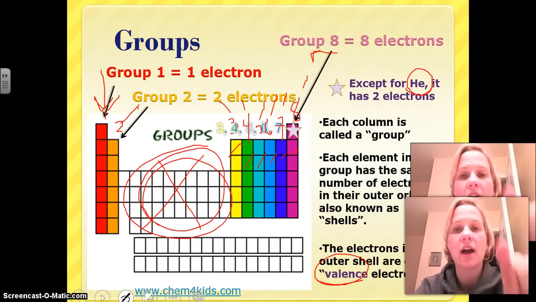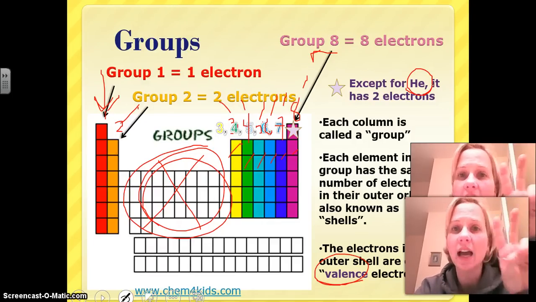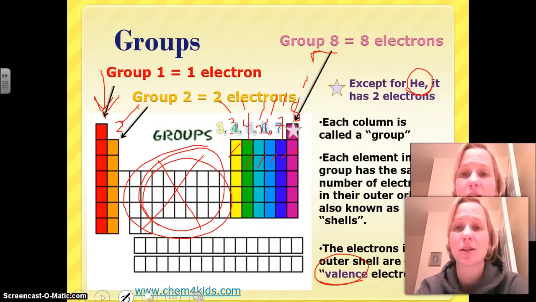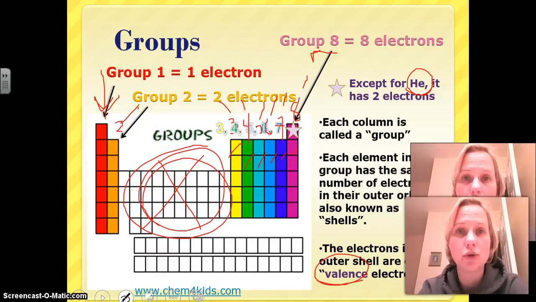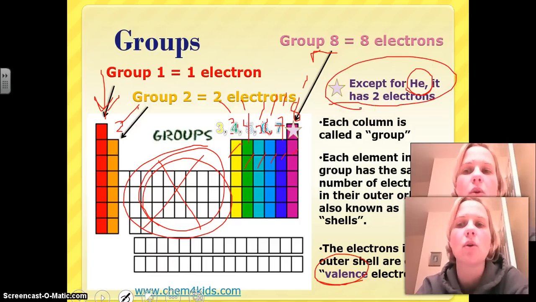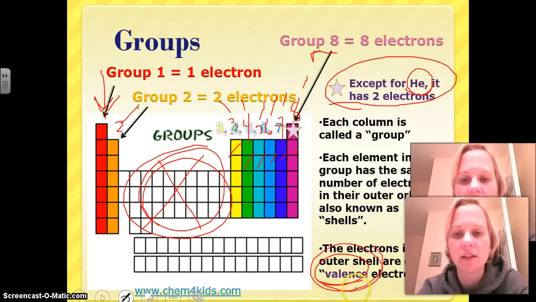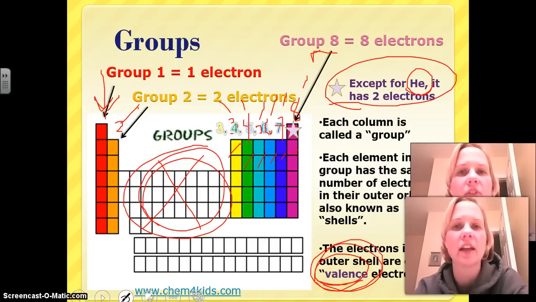So that means that even though it's in group 8, and I'll explain why it's in group 8, it only has 2 electrons in its outer shell because its atomic number is only 2. Protons 2, neutrons 2, electrons 2. So this is the only exception to the rule when it comes to all of these groups. But just know that they're called valence electrons. You have to know that term, valence electron.